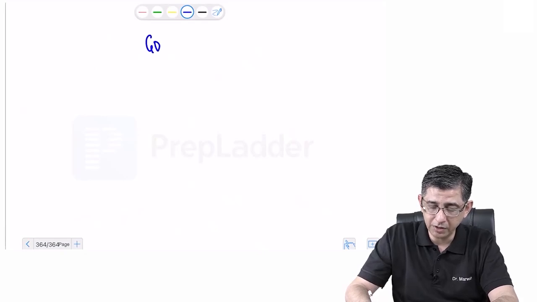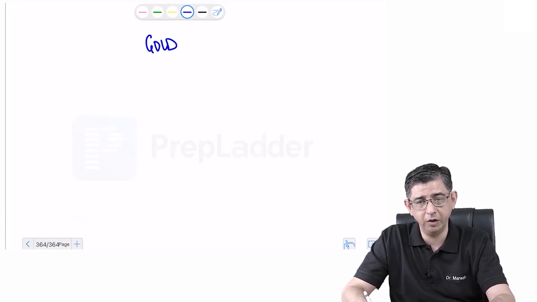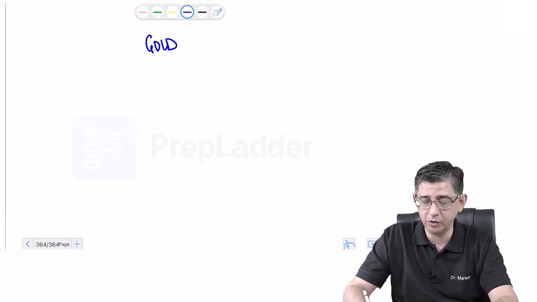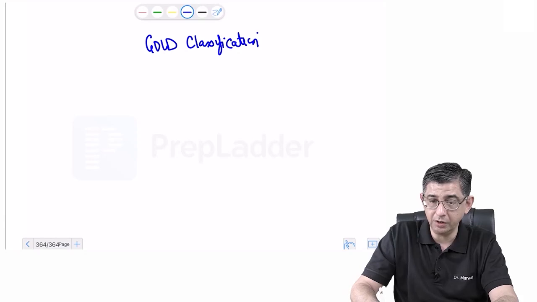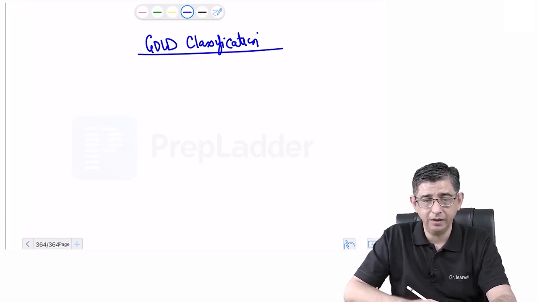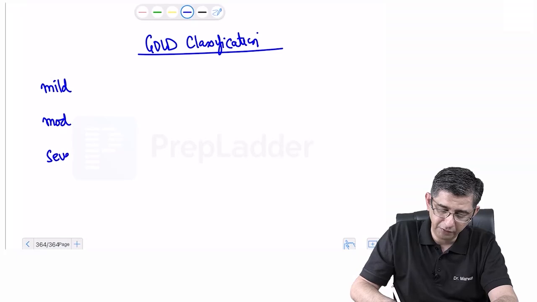So next we are going to study regarding GOLD, that is Global Initiative. The full form of GOLD would be a global initiative for patients who are having chronic obstructive pulmonary disease. So we're going to talk about a GOLD classification, on the basis of which the treatment of these patients will definitely be decided. The categorization which would be done here would be mild, moderate, severe and very severe.